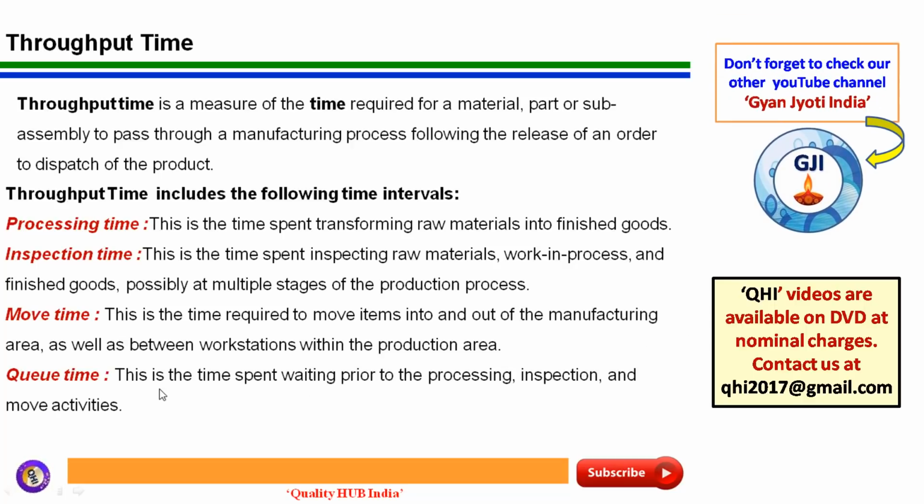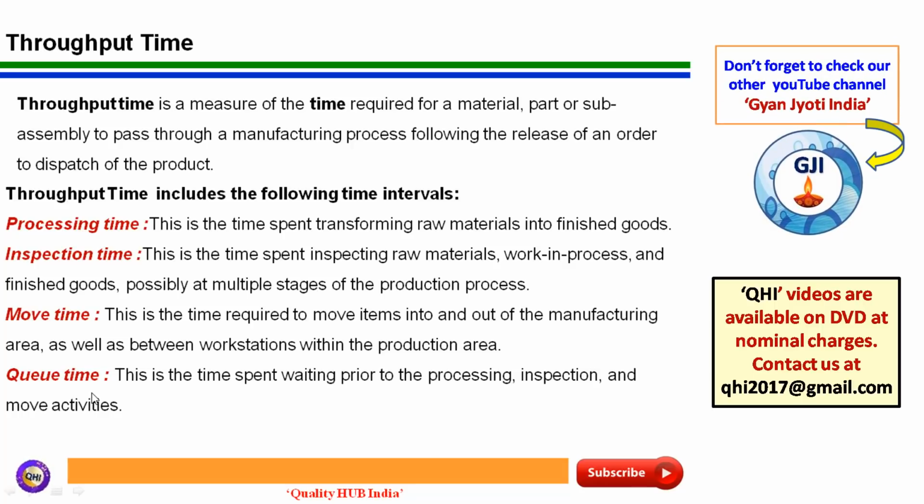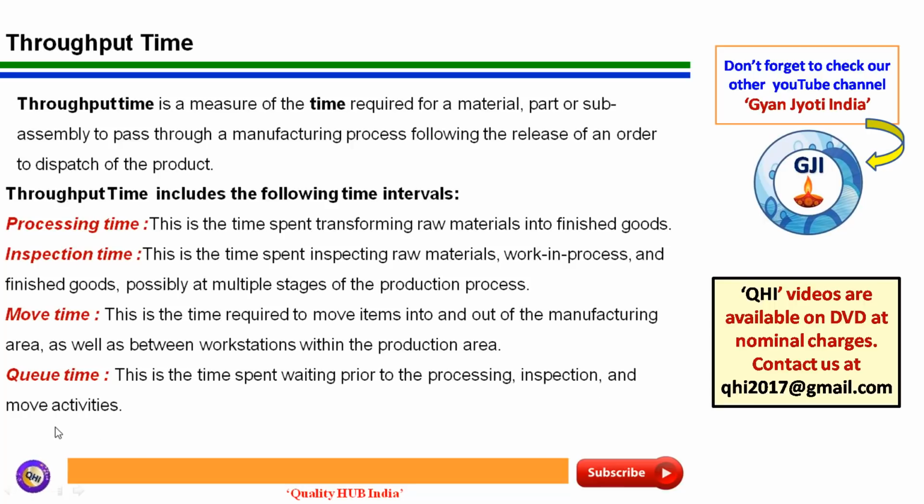And the fourth important element of throughput time is queue time. This is waiting time. This is the time spent waiting prior to processing or waiting for inspection or waiting for moving the product to different stages of production. So all sorts of time spent waiting for the product or raw material or finished goods are covered in queue time.